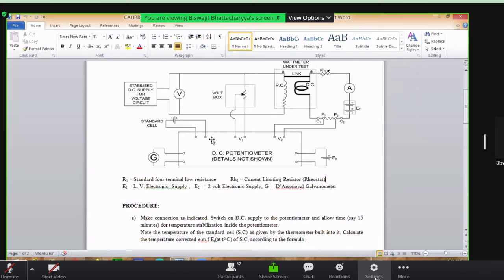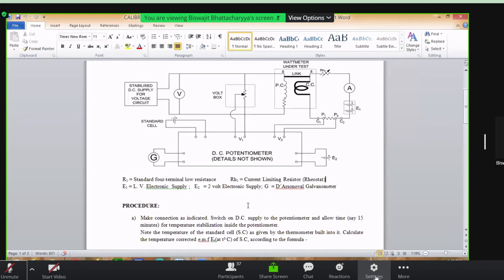Then we start standardization, bring the knob into the standardization mode, vary the coarse rheostat and fine rheostat, and observe the null point of the galvanometer. Once we get the null point, it means the potentiometer is standardized. Now we vary the knob to the test mode. Then we take the selector switch to position one, connect V1, apply V1 and check the null point of the galvanometer by varying the slide wire.